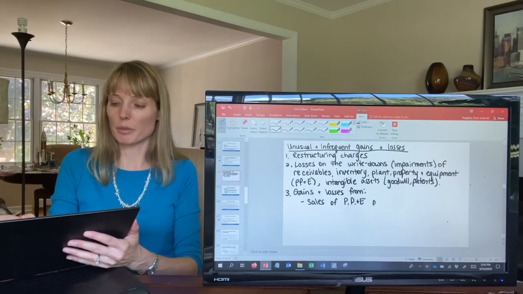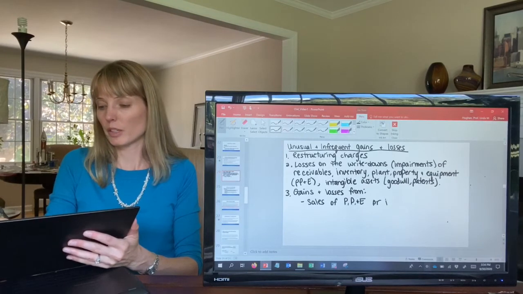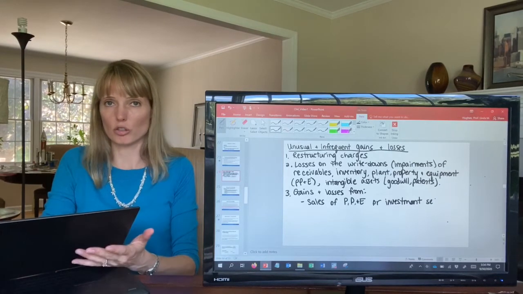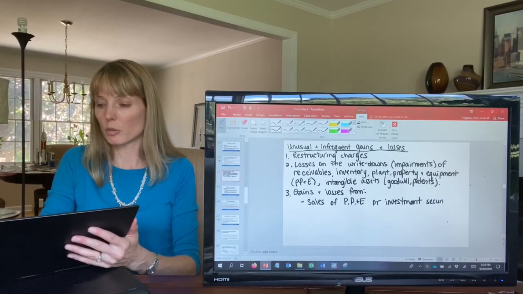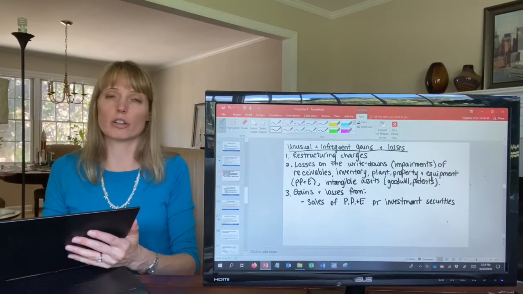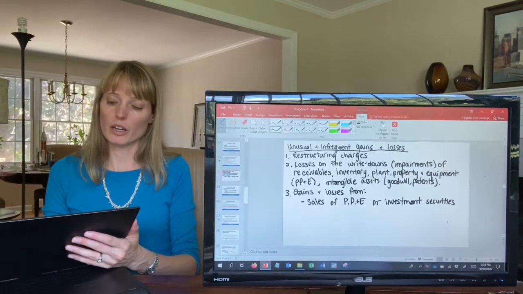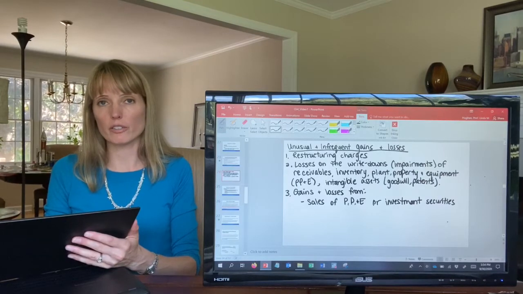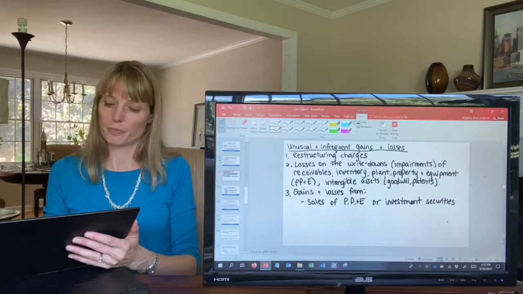What else might a company sell? Investment securities. Because companies invest in stocks and bonds just like the rest of us when they have excess cash and they want to earn a return. Either a gain or a loss could result from these sales, depending on how the market value or the cash received for the asset compares to what that asset's value is on the balance sheet, or the asset's book value.